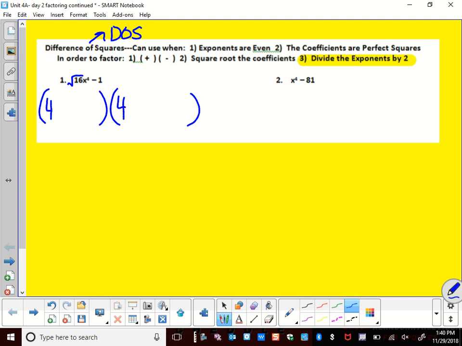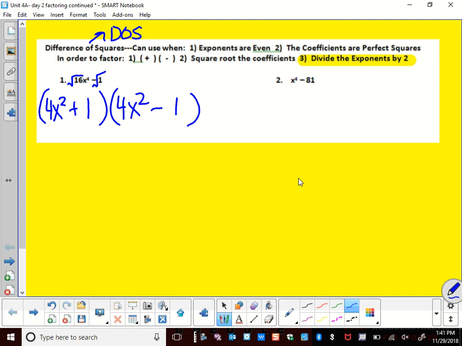What I'm going to do is if there's an even exponent, I divide by 2. So what's x to the 4th divided by 2? X squared. So we put x squared in each one. I skip my sign, we do it later. What's the square root of 1? 1. So I have a plus sign, I have a minus sign.